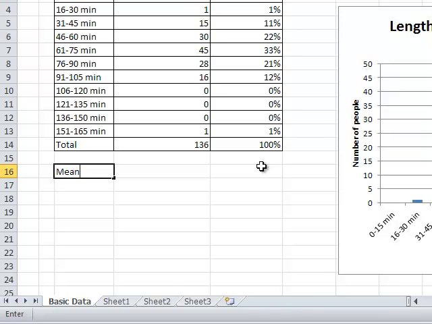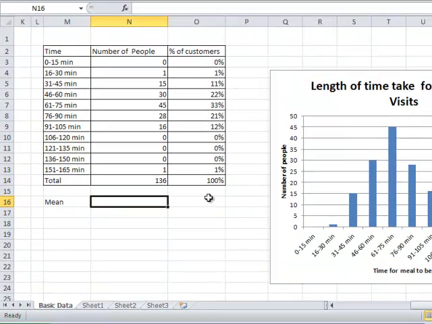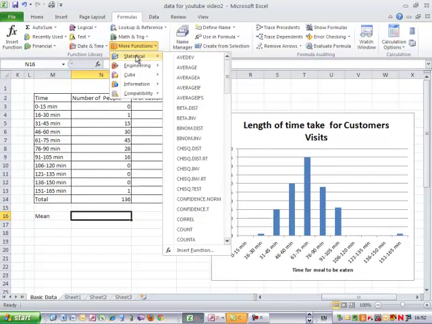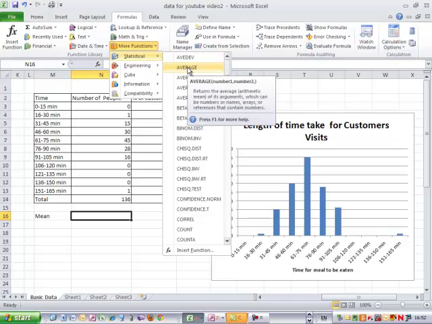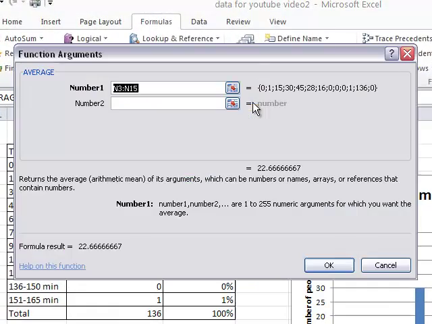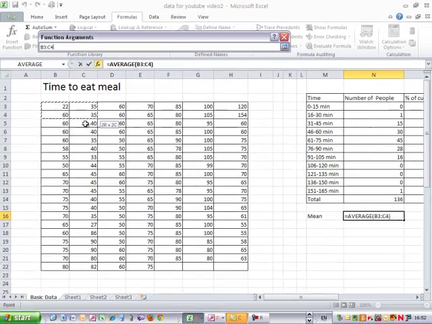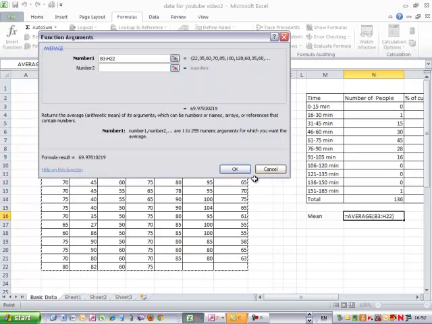The mean, we said add up the numbers and divide by how many they are, but on the computers we've got functions for these. So I'm going to go to formulas, more functions, statistical, and choose average. Average means mean. So I want to select the numbers I want the average of, click on the arrow, and then scroll to the actual data we received. Click on the little red arrow and click on OK.